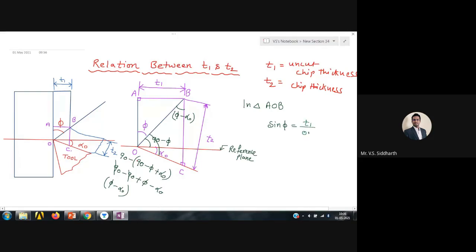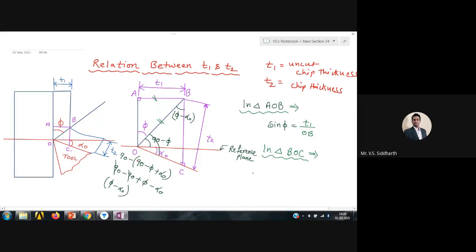T1 upon OB. This is phi. This is perpendicular. This is hypotenuse. Sine theta is perpendicular upon hypotenuse. All these things you must be knowing, I guess. Right? In triangle AOB, and in triangle BOC.